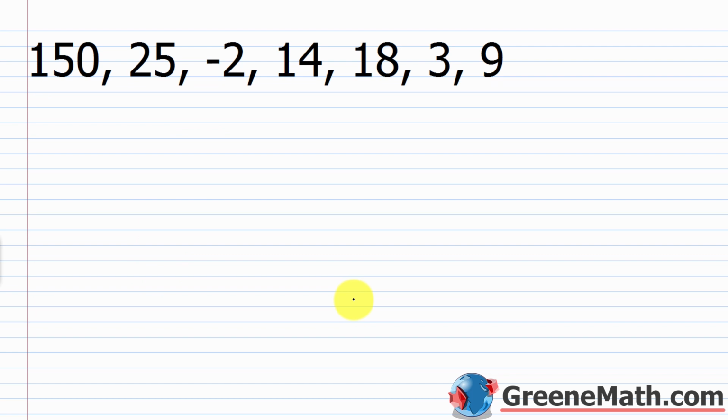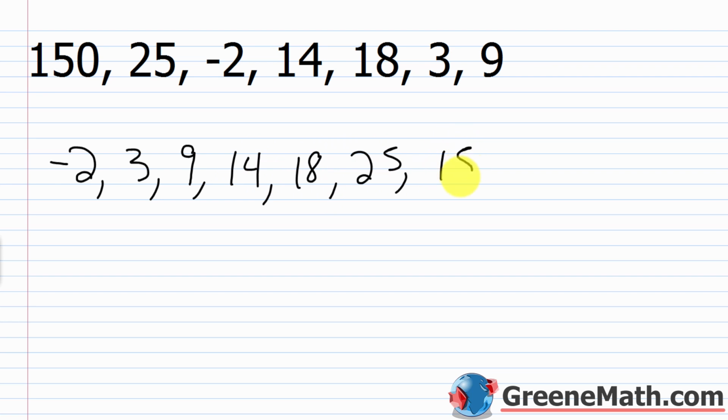All right, so for the next one, we have 150, 25, -2, 14, 18, 3, and then 9. So we're going to start out with the smallest number, which is -2, all the way to the left. Then we'll go to the next smallest. That's going to be 3. And then we're going to have 9, then 14, then 18, then 25, then 150.